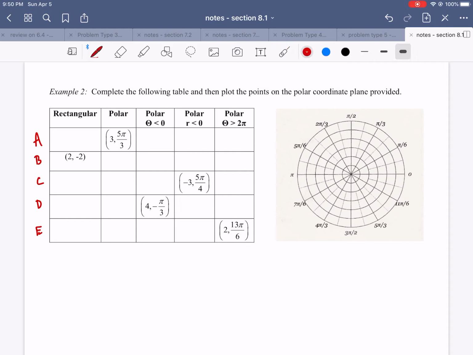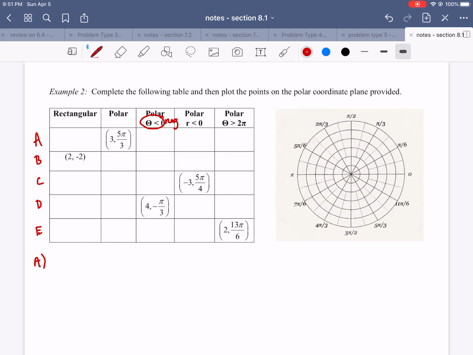It doesn't really matter the order that you go in. But the first thing I'm going to do is that very middle column where it says that we want an angle in polar, but with the theta less than 0. Or another way to say that is with a negative angle. And the way that we're going to do that is we're just going to subtract 2 pi from our angle so that we get the same point in polar coordinates just with an angle that's negative.